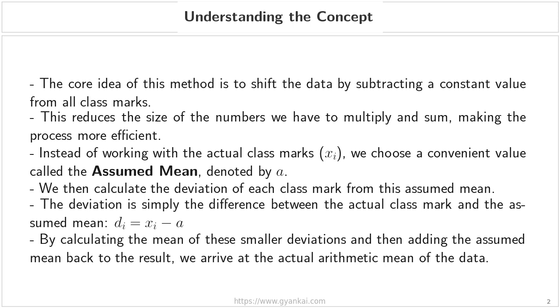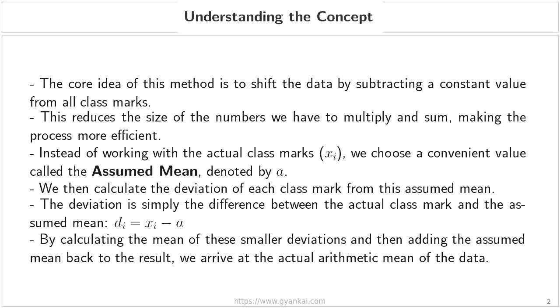in the previous slide. So, instead of working directly with the actual class marks, which we denote as x sub i, we pick a convenient value to act as our new starting point. We call this the assumed mean, and we represent it with the letter A. Once we have this assumed mean, our next step is to find the deviation for each class mark. A deviation is simply how far away each class mark is from our chosen value. To calculate this, we use the formula d sub i equals x sub i minus A. In other words, we take each class mark and subtract our assumed mean from it.